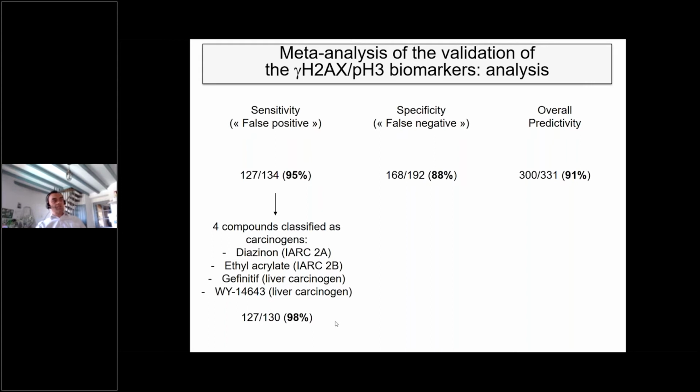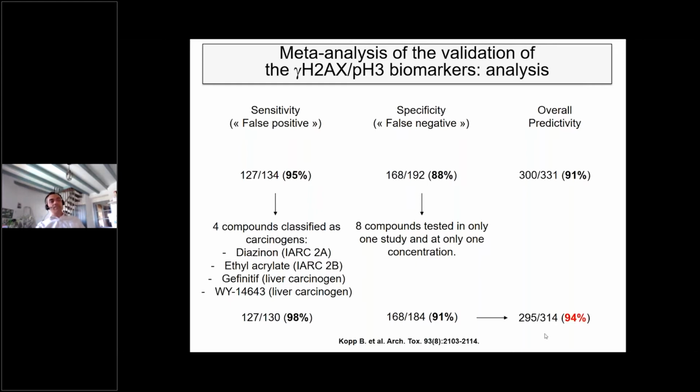So in this case, you have a sensitivity of more than 98%. For the specificity, we have to keep in mind that 8 compounds have been tested in only one study and at only one concentration. And if we exclude these compounds, in this case, we have more than 91%. And at the end, we have an overall predictivity and accuracy of these two biomarkers of 95%.